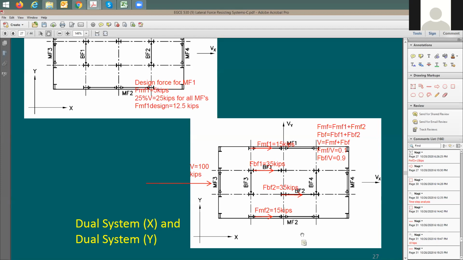For FB2 or FM2? No, for this one here. How much is the design force for this moment frame? We agreed on 12.5 because it's taking the same force as FM2. Yeah, and then I said we are done with this example, right? Now this is a new example.